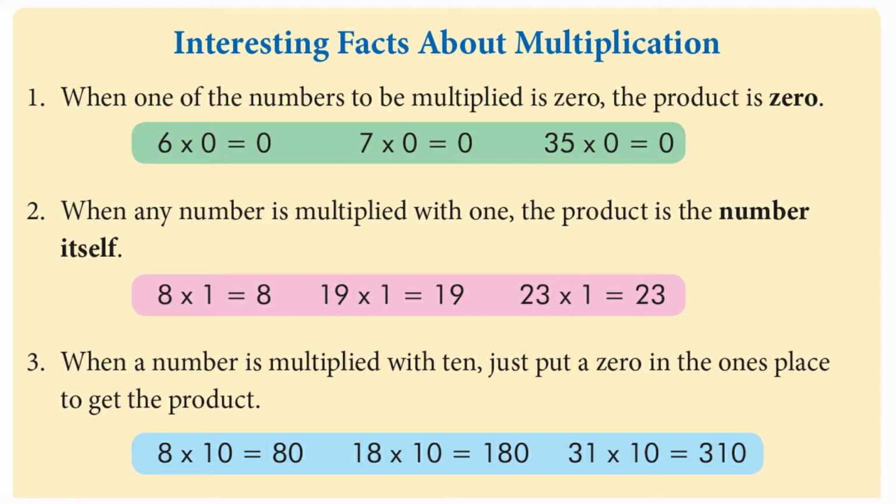Interesting facts about multiplication. When one of the numbers to be multiplied is 0, the product is 0. So one of the numbers is 0 and the other number is, for example, 6 into 0 is equal to 0 itself. Another example, 7 into 0 is 0 itself. 35 into 0, you can even say it as 35 multiplied by 0, is equal to 0.